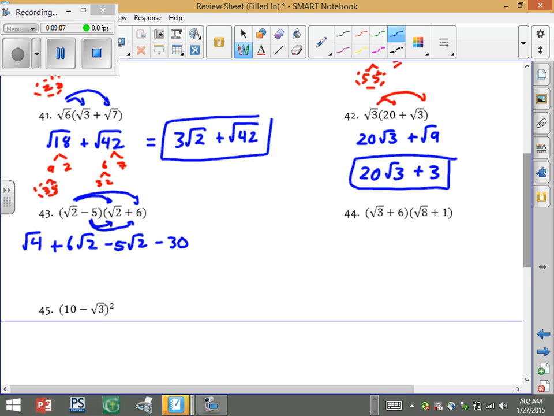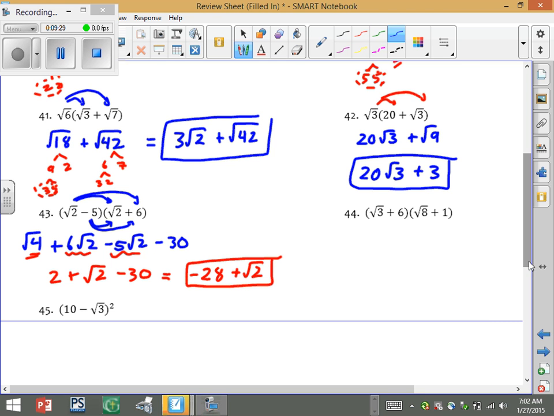Now it turns into combine like radicals. So that turns into 6 minus 5 is 1 root 2 with a minus 30. And the square root of 4, we know what that is. That's 2. And here, we can take one more step with this one. And 2 minus 30 is minus 28 plus 1 root 2.